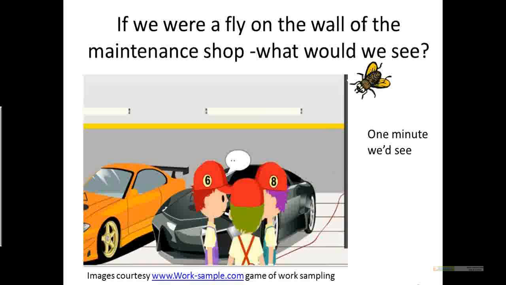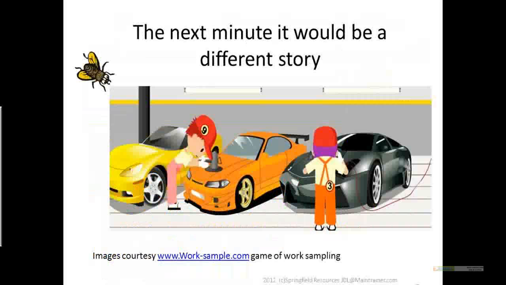So work sampling is like we were a fly on the wall. And if we weren't a fly on the wall and we took pictures of the maintenance work area randomly, what will we find? Well, one minute you can see the guys all standing around talking, and literally they could be conversing about the job. They could also be conversing about virtually anything. A minute later or two minutes later, it could be that everybody will be working. So it would be an entirely different story.